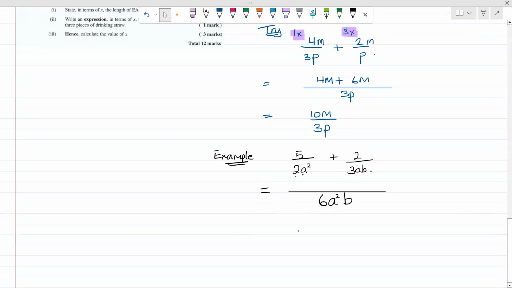Right. Now, the next part is you're taking your LCM and dividing it by your denominators. So you're basically saying 6a squared b divided by 2a squared. And it can cancel out if that makes it easier for you. So the a's will cancel out entirely, so the figure that you're going to put on top is not going to have any a's in it.